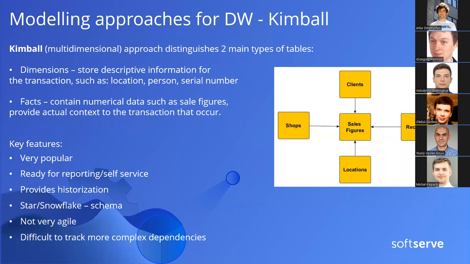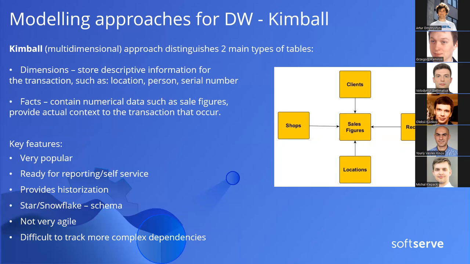So first, and I think most popular, data modeling methodology is called Kimball methodology or multidimensional methodology, which distinguishes two main types of tables. One is dimension. So dimension would be usually labels that describe data. For instance, a name of the person, of an employee, right?